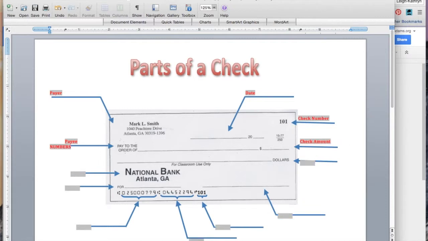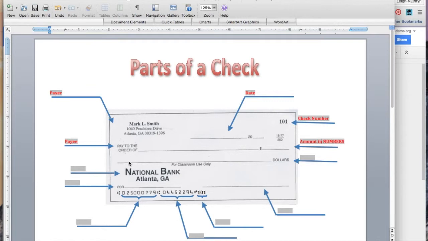And I'm going to put that in all caps, and I think I'm going to have to abbreviate check. Check amount. Here, we'll make it even better. Amount in numbers. So if we're writing the check for $10.75, on this line we would write 10.75.